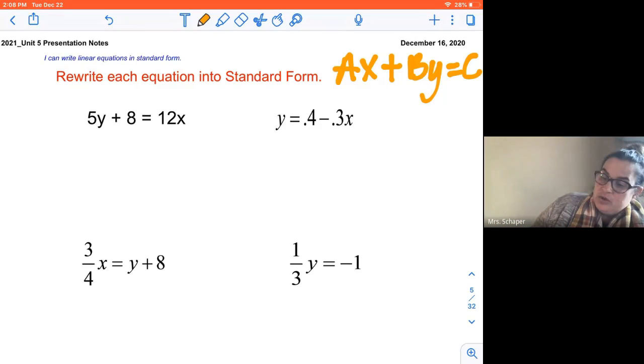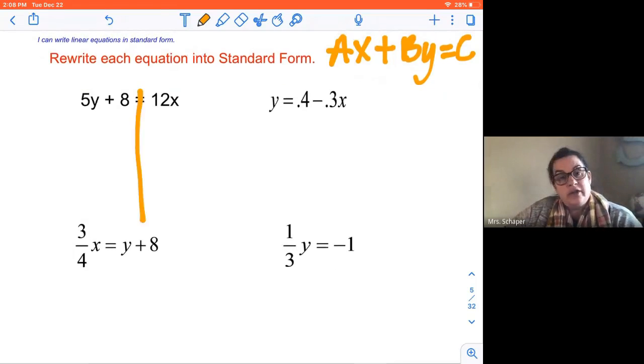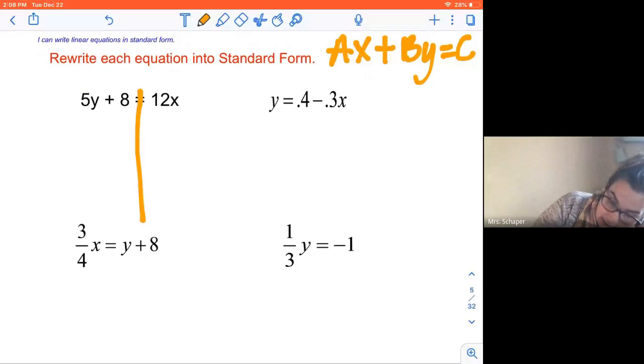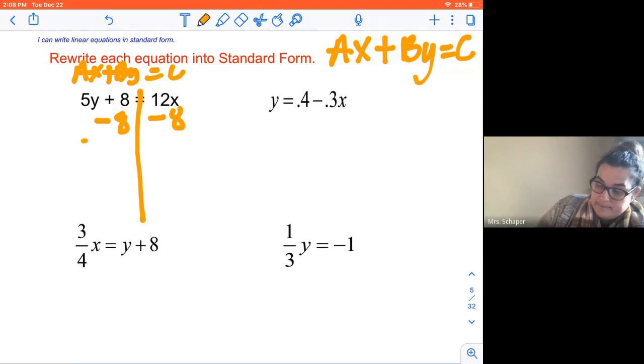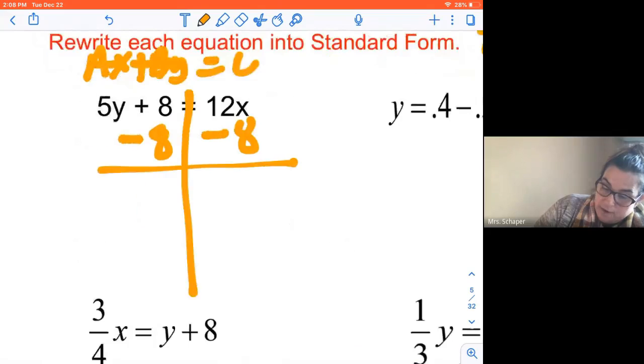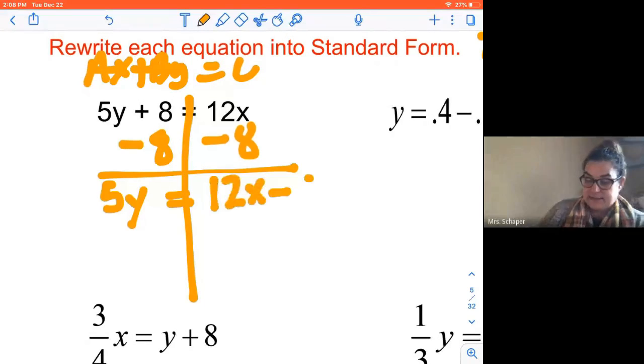So we're going to use our ideas of solving equations to undo each other. Okay, so I need to get AX plus BY equals C. Right now it looks like the Y is doing okay, but I've got to worry about the other two. So the first thing I'm going to do is subtract 8, because 8 cannot be on the left side. So I'm subtracting both sides by 8. So 5Y equals 12X minus 8.